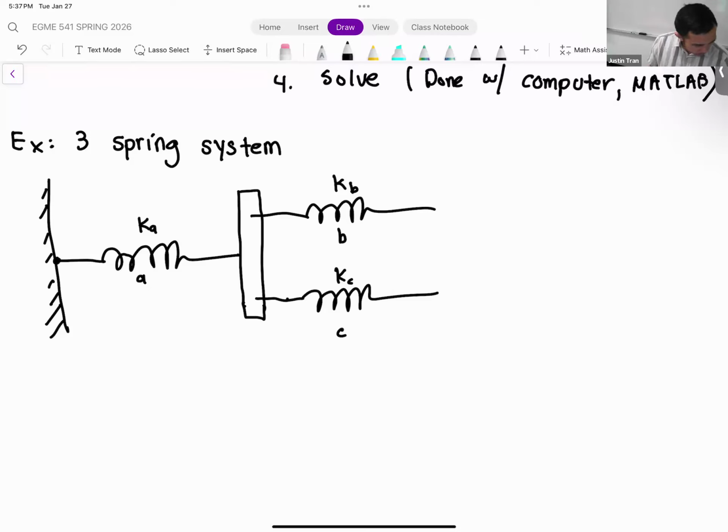Another thing we need here is our loads, so we need to apply our forces. We're going to have a force being applied on the top here. We'll have a tensile force, we'll call that F3. And then on the bottom spring here, we're going to have a compressive force. We'll say this is F4.